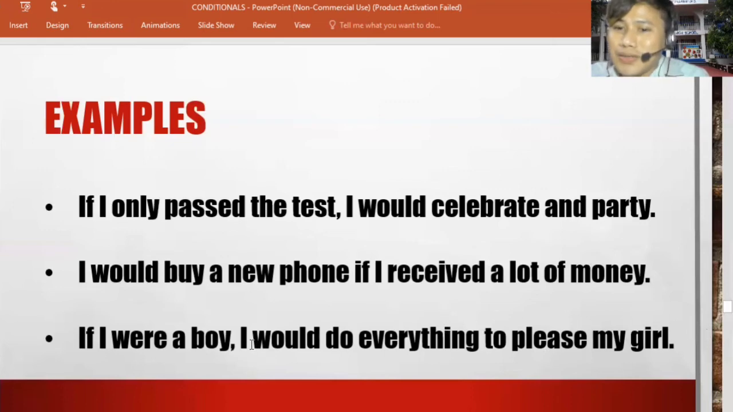So this is the result that she is expecting to happen, which is not actually possible to happen in the future, because she was a girl. She was born to be a woman, not to be a boy.